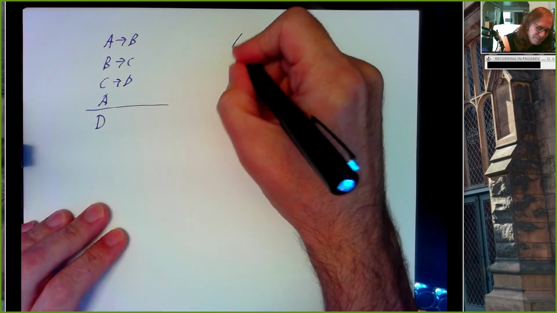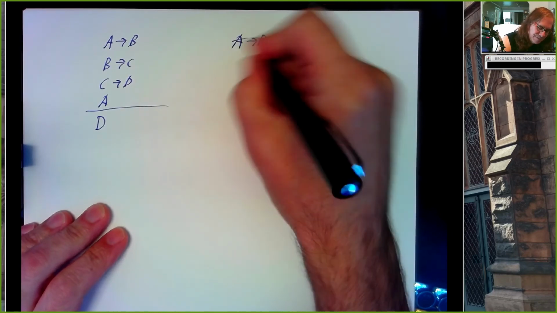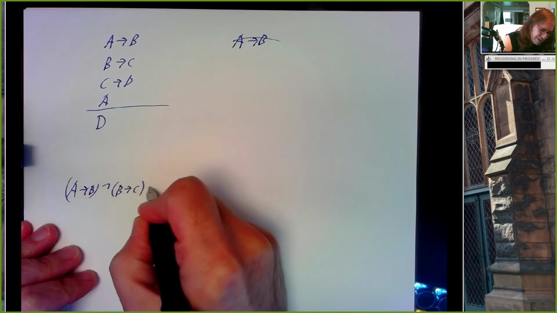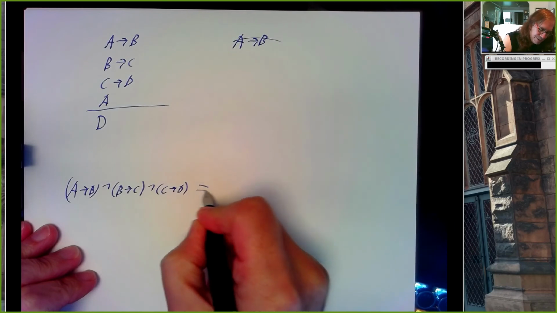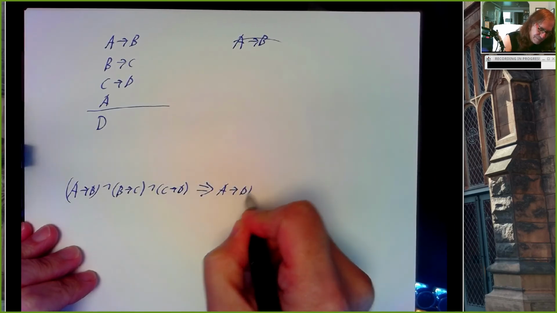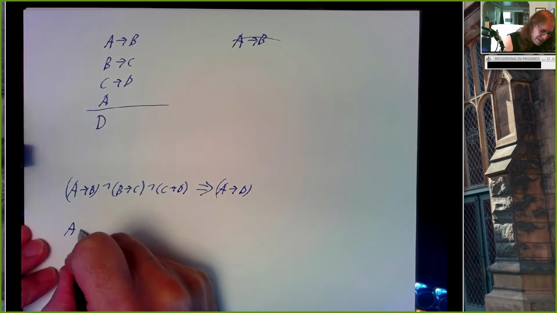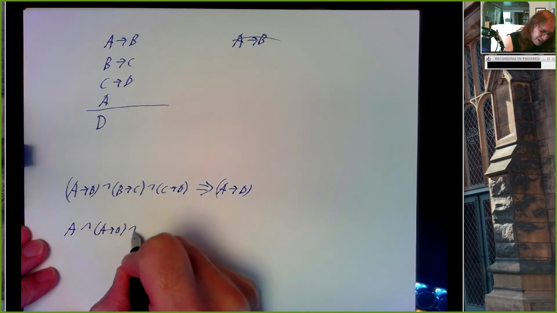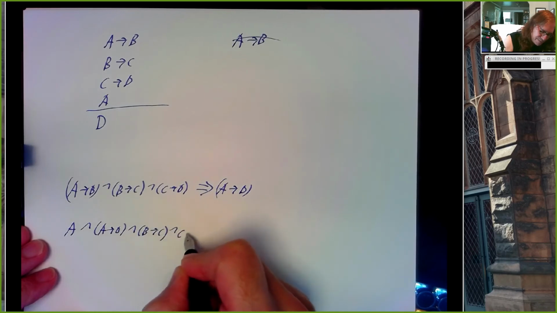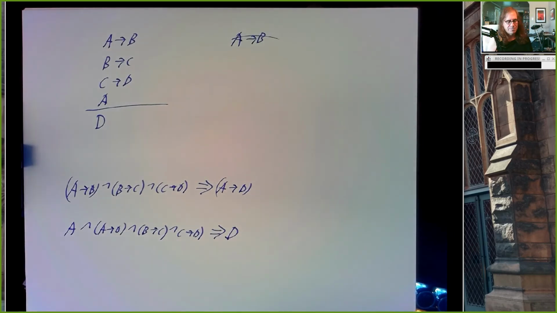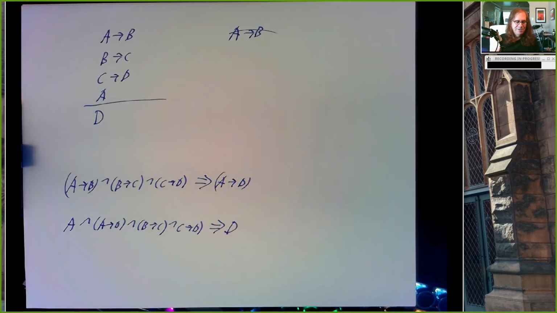But we could also say, if A implies B and B implies C and C implies D, well, those three statements tell us A implies D. But if we said A, and A implies B, and B implies C, and C implies D, all of that would imply D. I mean, it also implies this, but D is an even more powerful statement than that.